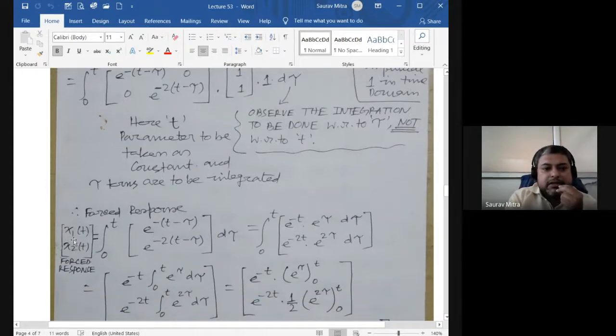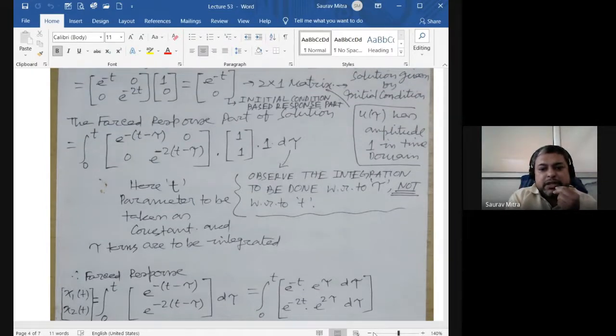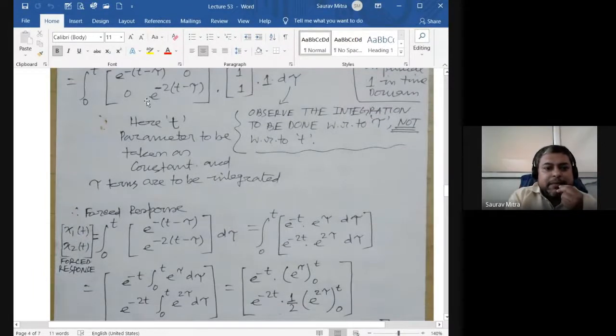Okay, so the solution, whatever I have written here on the left side, the forced response part of the solution is equal to the integration of e raised to A(t minus tau) B u(tau). Multiply this, you are finding e raised to minus (t minus tau), e raised to minus 2(t minus tau) d tau. So two integrations you have to do. Now here the t parameter is to be taken as a constant because you are doing integration with respect to tau. So tau has to be integrated. The e raised to t part and e raised to minus 2t part, you keep as a constant. Observe the integration is to be done with respect to tau and not with respect to t.